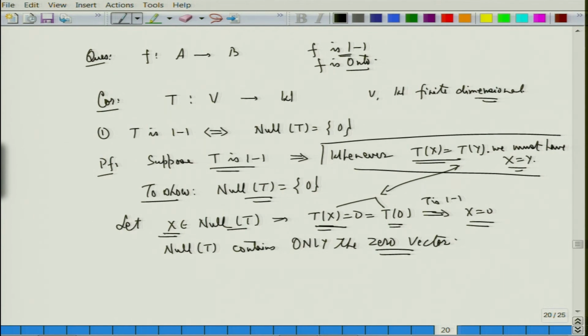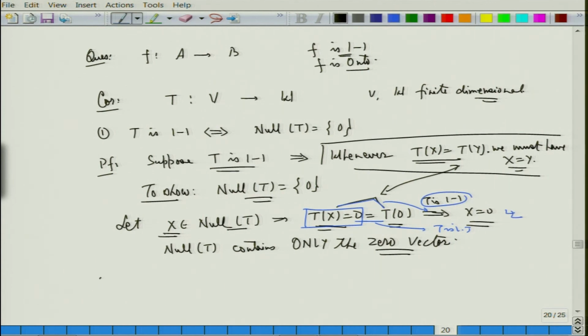So by definition of null space, this is 0. This is there because T is a linear transformation, and now this part gives you that, and with T being 1-1, it gives you that x is 0. Is that okay? The other way around now.